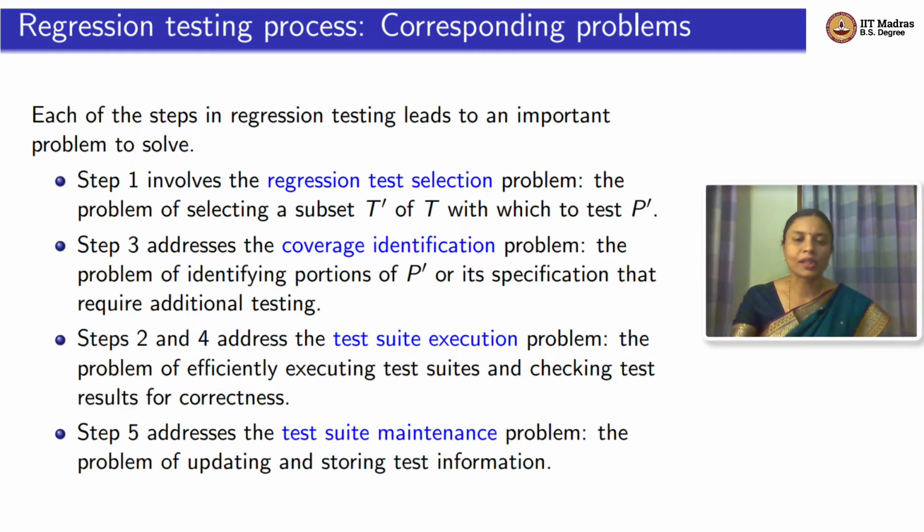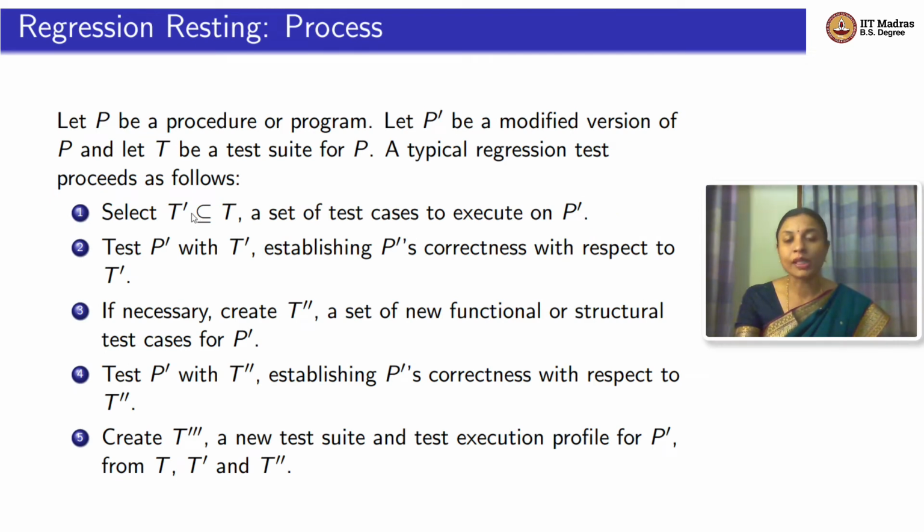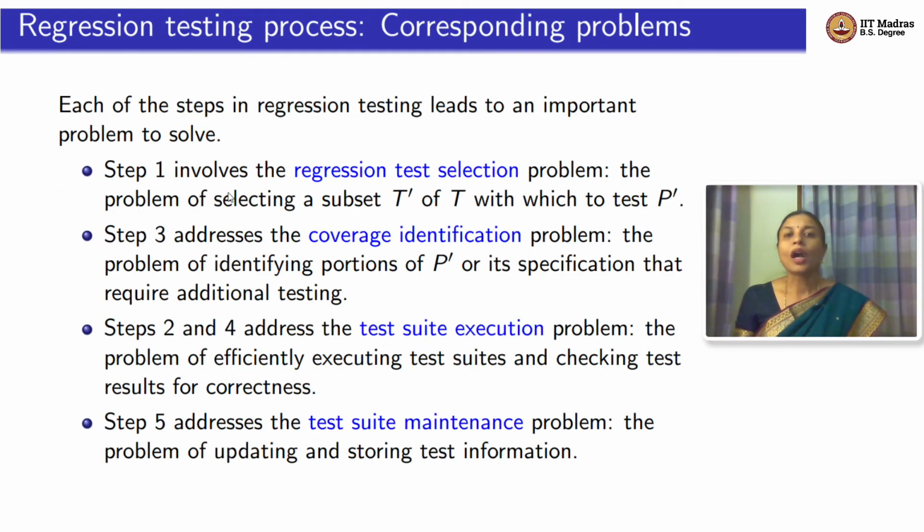Step 1, which is this part, is to select T prime, which is a subset of T. How do you select that subset T prime? What would be the best way? Do you want to take the smallest subset T prime? Do you want to take a T prime that is effective in finding errors? How do you decide and how do you test? That is called the regression test selection problem.